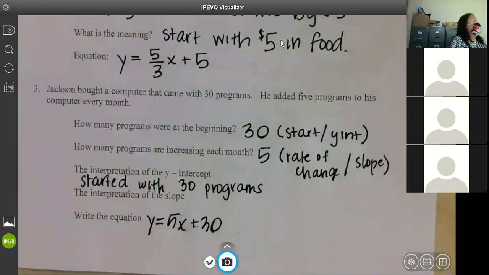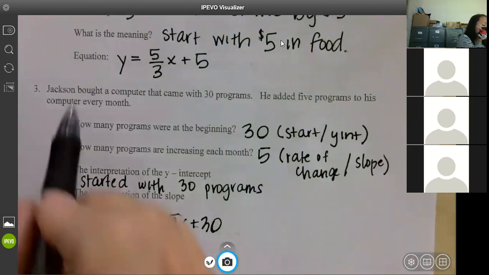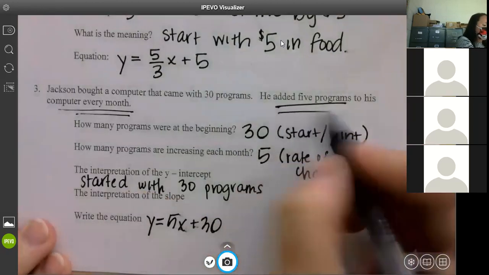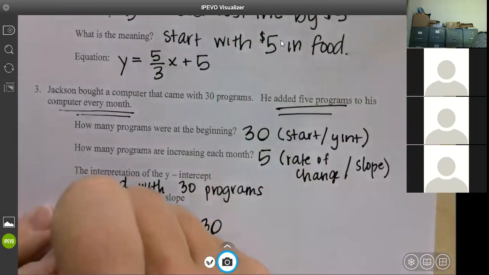So it'll say, what's the meaning of your y-intercept? Is always where we start. Okay, start at 30. 30 what? 30 programs. What's the interpretation of the slope? What's it say? Every month, what happens? Increase by 5. Every month.